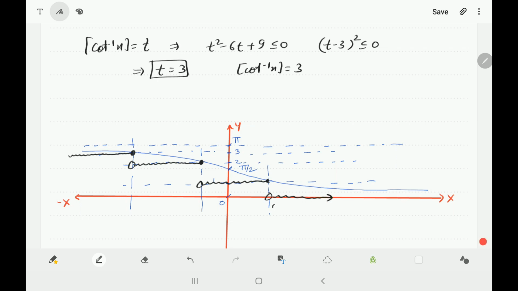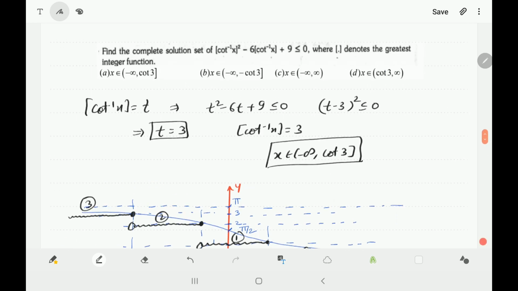This point is cot 1, this point is cot 2, this point is cot 3. So here you have values 3, values 2 here, values 1 here, and value 0 here. So for the greatest integer of cot inverse x to be 3, x should belong to minus infinity to cot 3 closed interval. So the answer for this inequality will be minus infinity to cot 3 closed interval, which is option A. I hope it is clear.